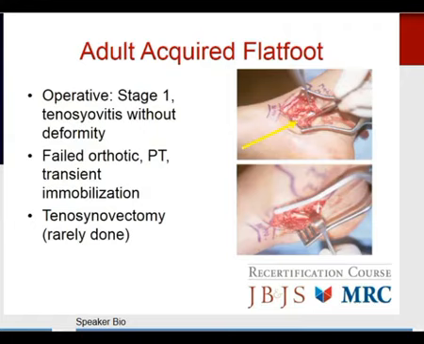Those patients have failed orthotics, they've failed physical therapy, they've failed transient immobilization, and when you do a tenosynovectomy, you're obligated to look at the undersurface of the tendon, because the undersurface of the tendon itself will show you whether there is an actual pathology present or split tearing within the tendon itself, which then would cause potential progression to a stage 2 deformity. It's extremely important to discern stage 1 versus stage 2, because under those circumstances then you can get a much better outcome.